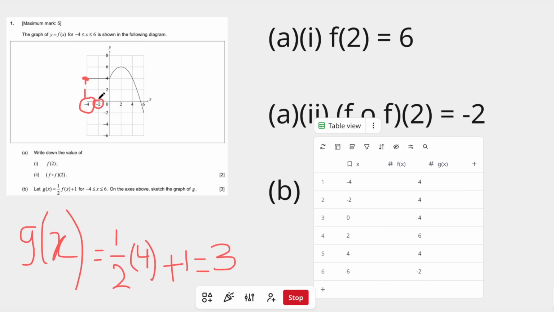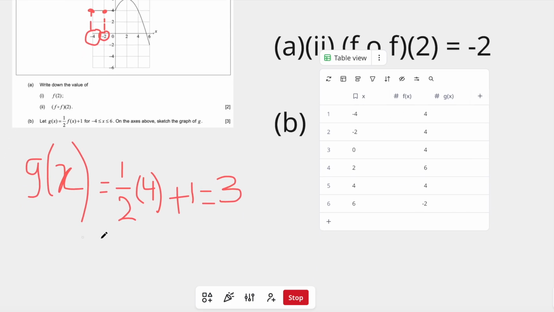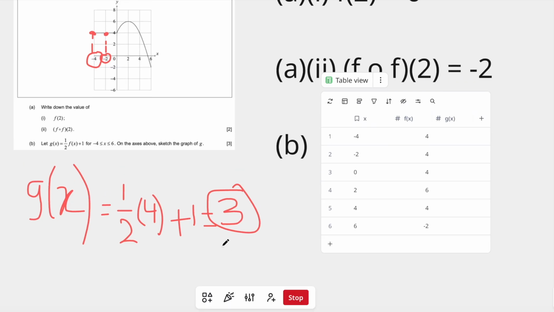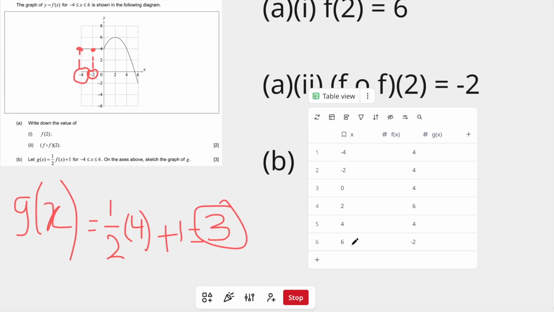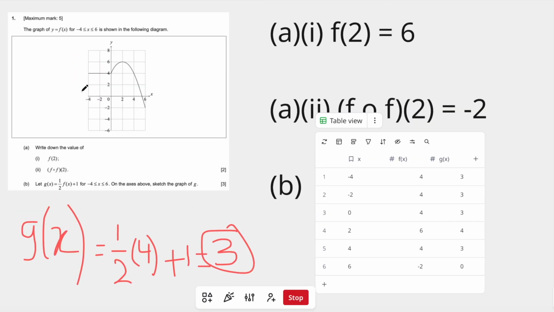Let's do it again with x equals to minus 2. When x equals to minus 2, f of x equals 4, so we do the same thing again, and end up with 3 again. Simply repeat this for the other values mentioned on the graph, and we end up with the following table. Lastly, all we need to do is plot these points on the graph and connect them, and we would have come up with a solution to part B.